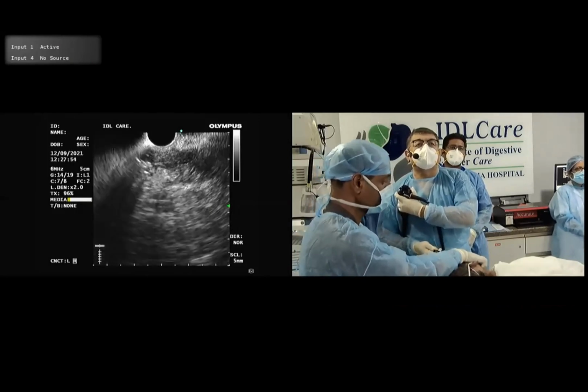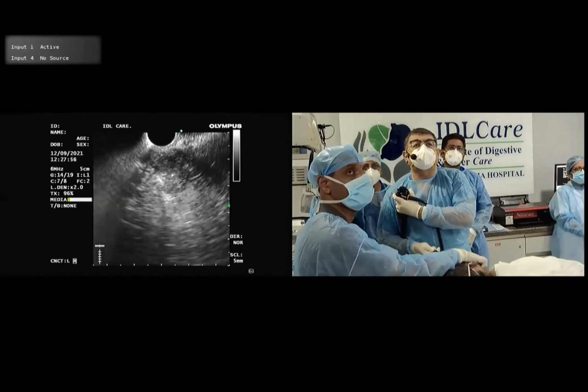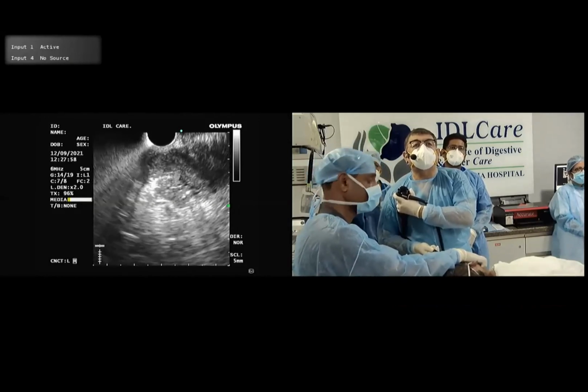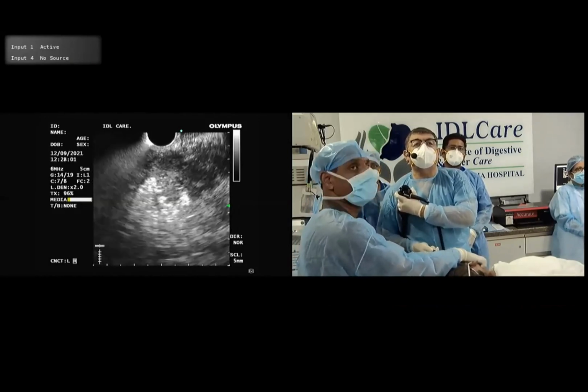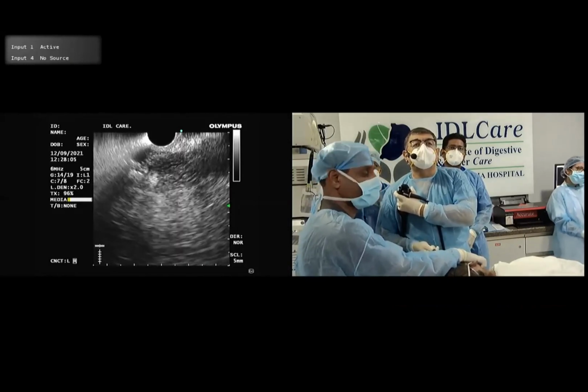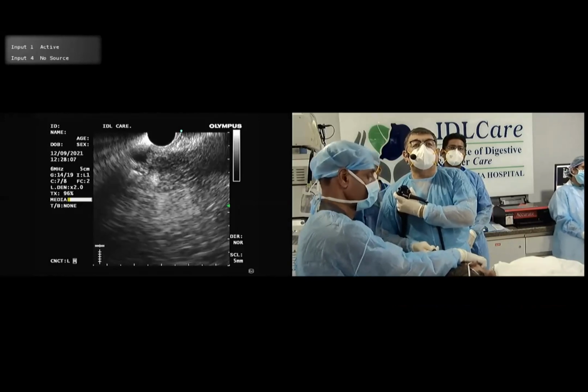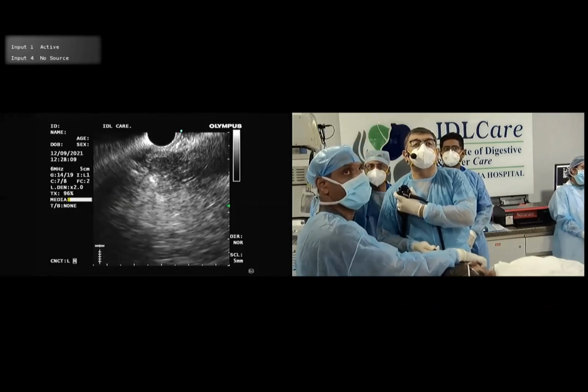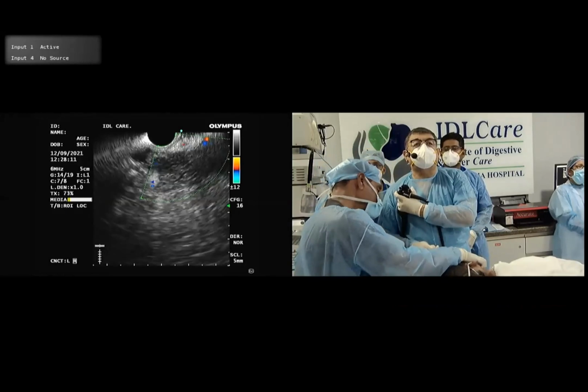Clockwise, anti-clockwise, clockwise, anti-clockwise, millimeter by millimeter, complete examination of the head. You can see the ducts, see, Doppler. See, that is the pancreatic duct.